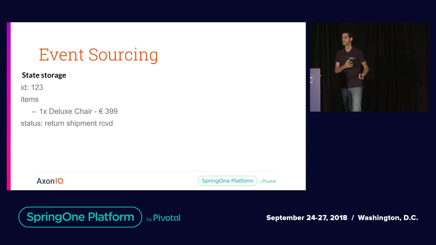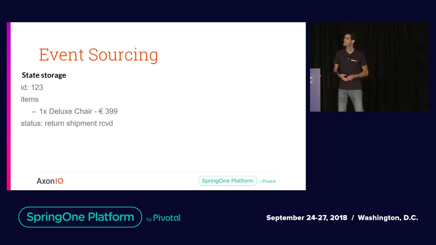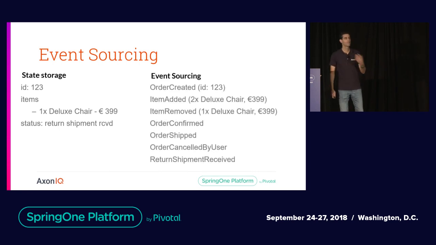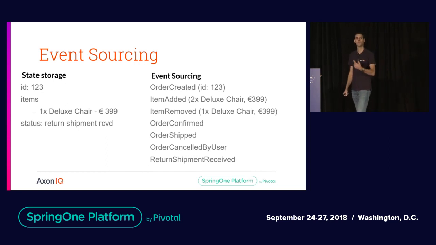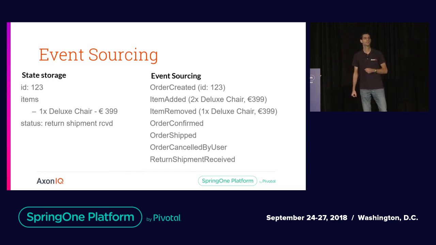So imagine we use state storage, and we have an order, and it has an identifier and a certain state. The only thing we can now see is that somebody bought a nice chair and returned it. That's the only thing we have. If we had event-sourced that order instead, we would store everything that happened to that order over time. And now we can see it was created, 2 chairs were added, 1 was removed, the order was confirmed, it was then shipped, and then the user canceled his order and sent the chair back.